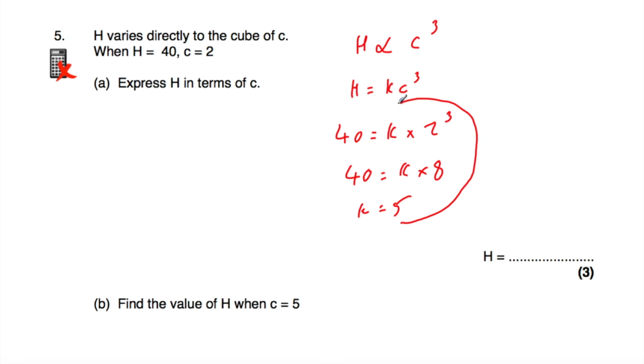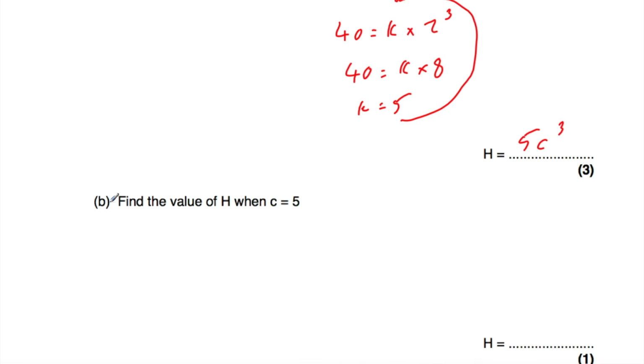If we put the 5 back in here, we get that h is equal to, and instead of k, it's going to be 5c cubed. So that's our formula. Our formula is that h is equal to 5c cubed. So expressing h in terms of c would be h is equal to 5c cubed.